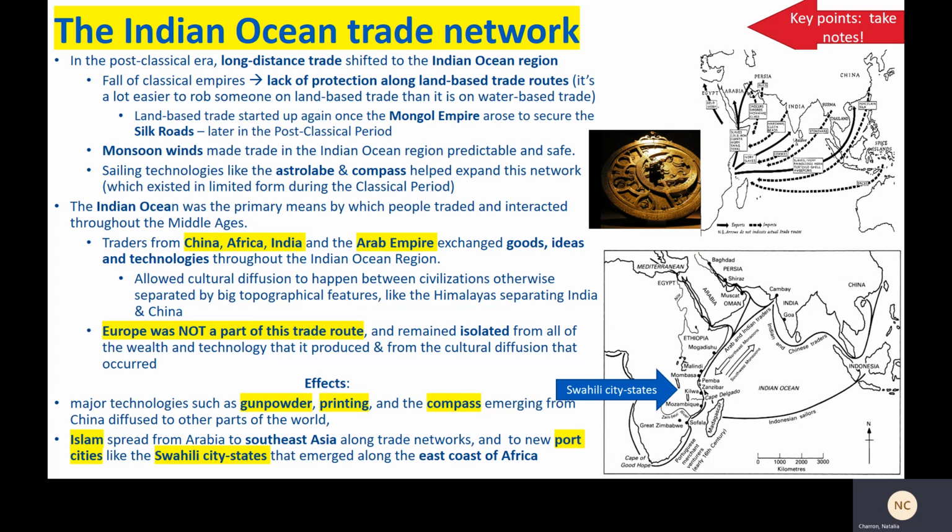Second, also critically, Islam spreads from Arabia to Southeast Asia, those islands in Indonesia, for example, along these trade routes, and also to the new port cities like the Swahili city-states that emerged along the east coast of Africa. These cities became rich as trade ports, right? You tax goods in, you tax goods out, boom, you're rich. And this explains how Islam traveled to that region of the world.